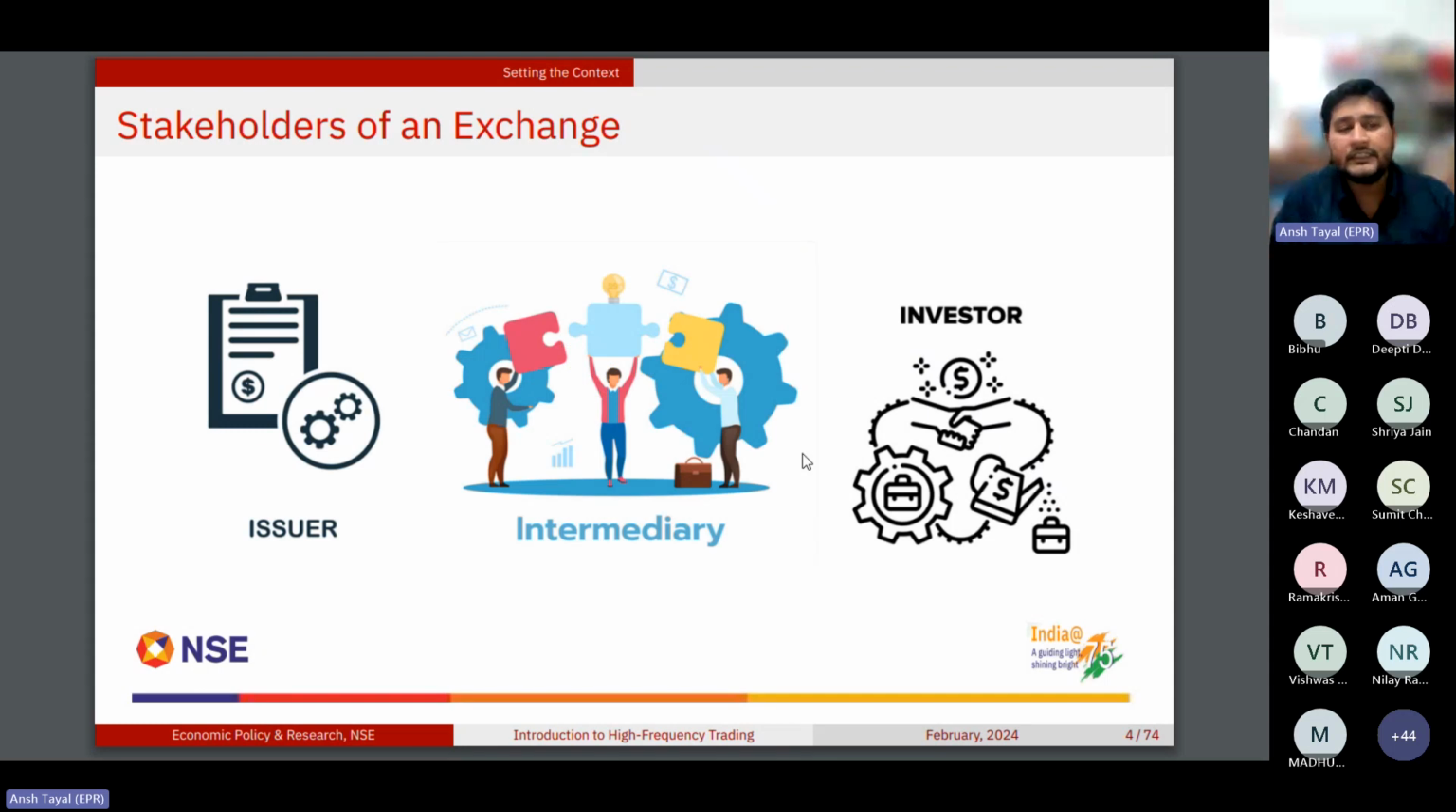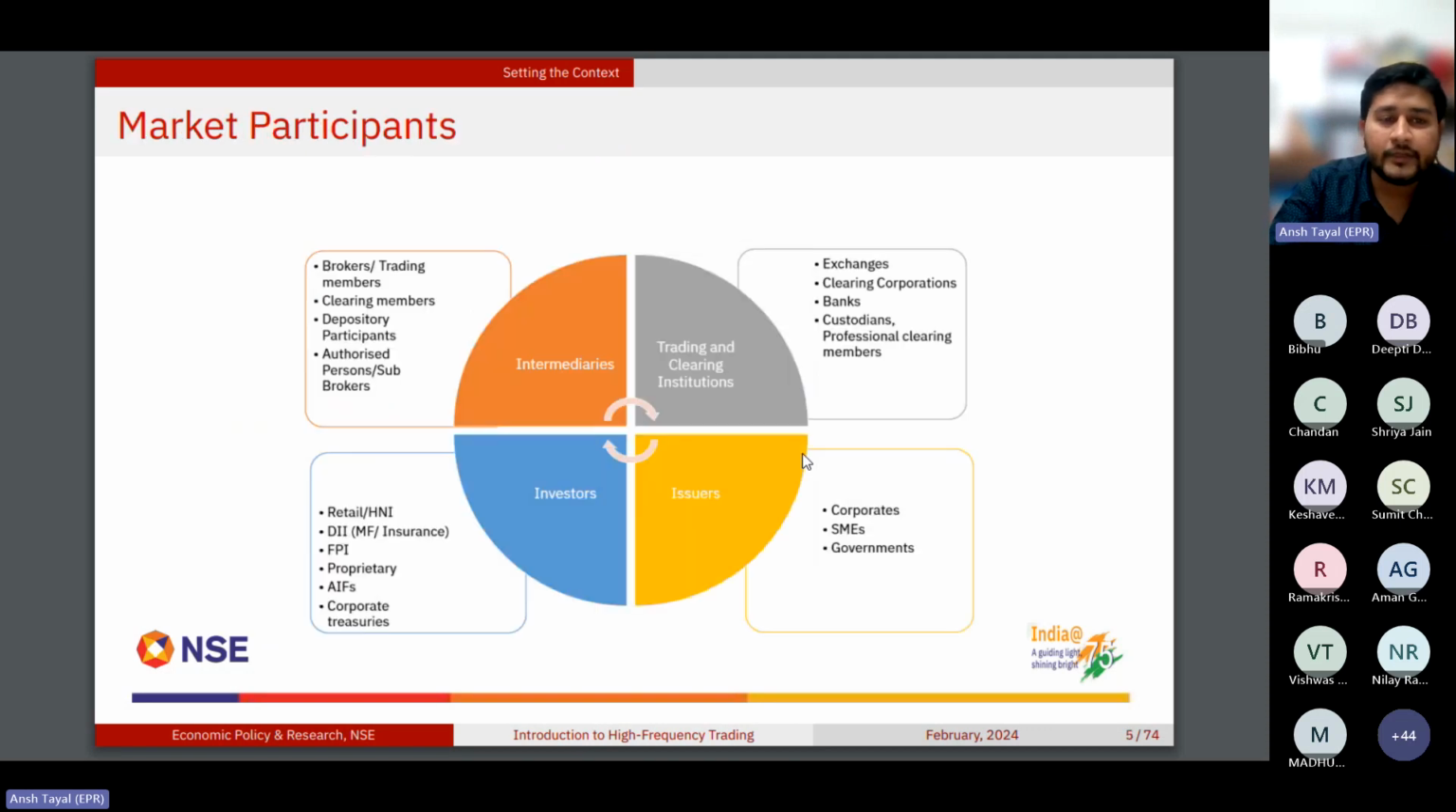For a stock exchange, there are mainly three stakeholders. There are issuers, the companies that are raising capital. Then there are intermediaries, your trading members or brokers through whom you trade. And third are the investors. You and I, for example, are retail investors. There are various different types of investors. These are the three I's, the stakeholders of a stock exchange. Now coming to various types of market participants.